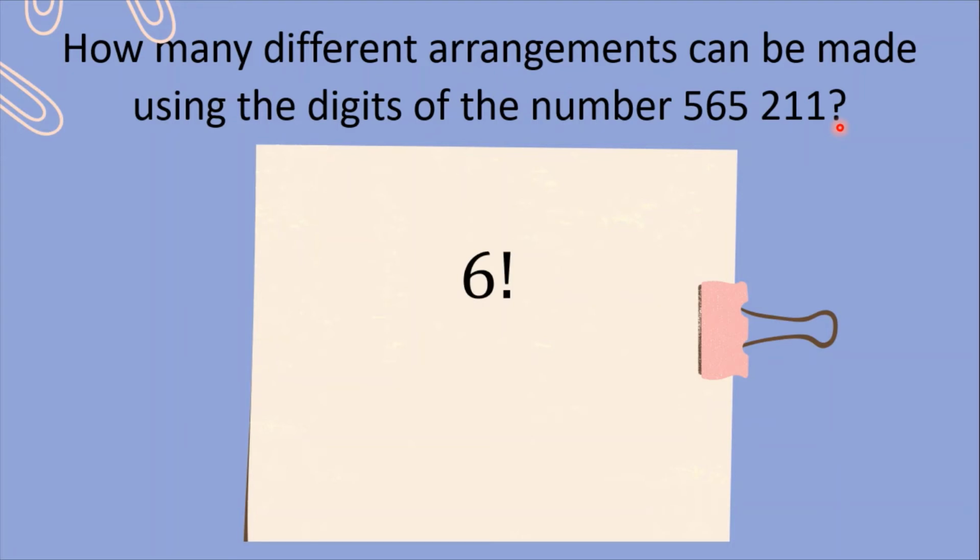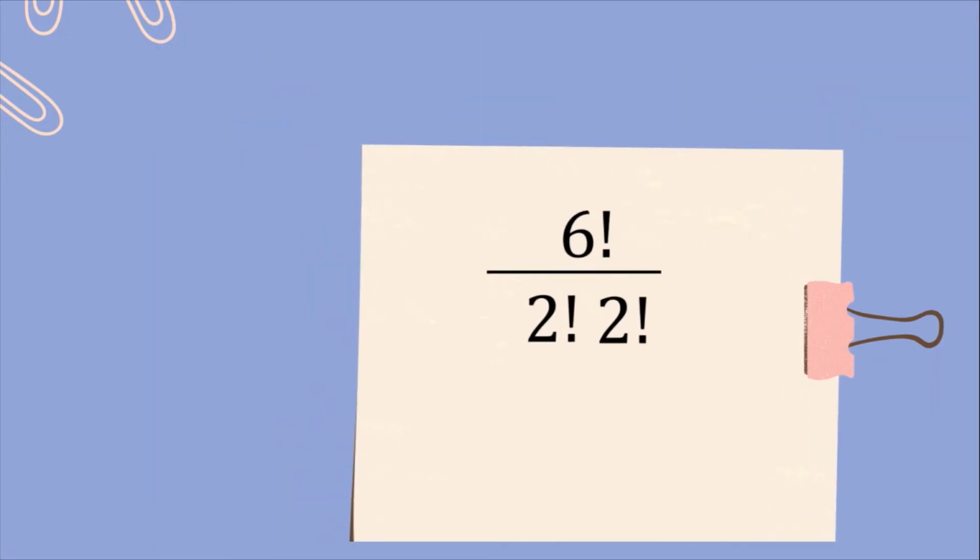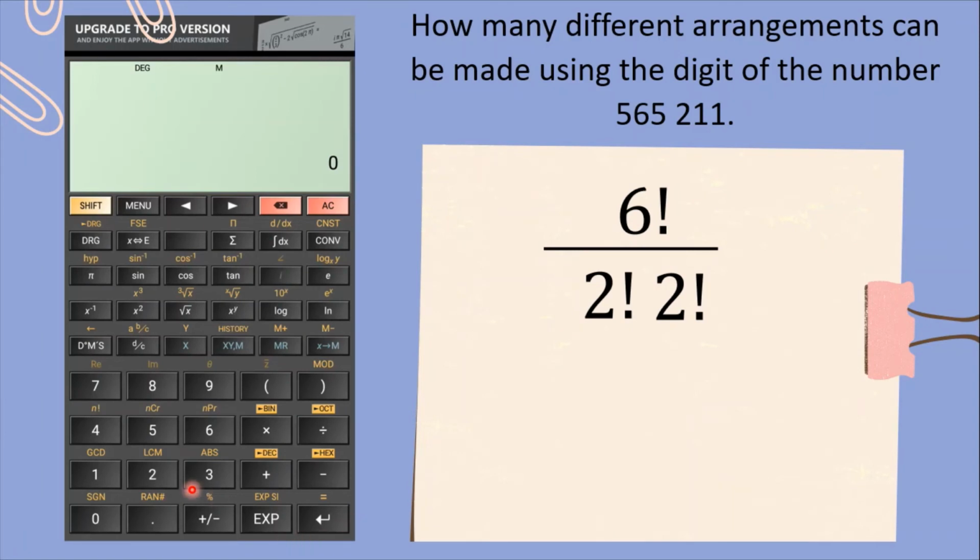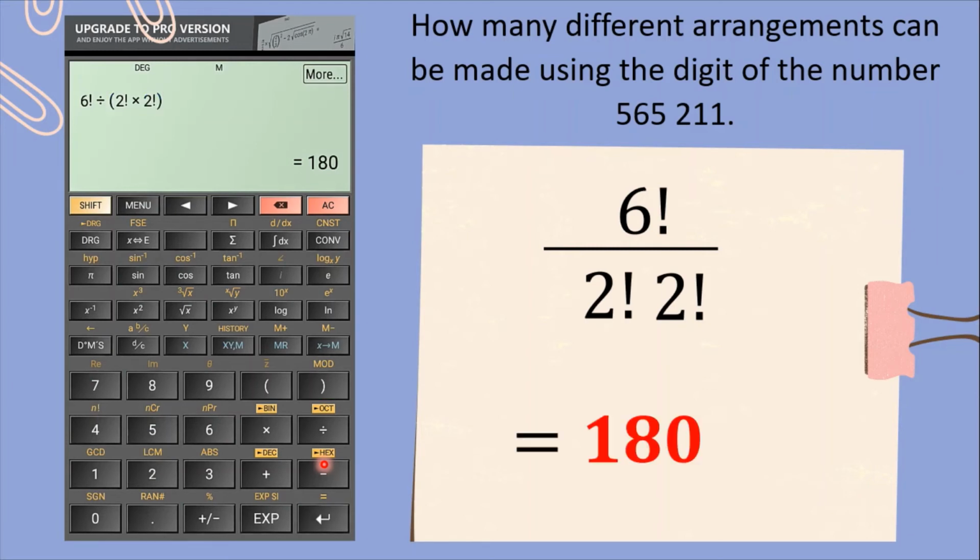Pero tulad nga nasabi ko kanina, there are identical numbers. So, we have to divide it by 2 factorial para sa arrangement itong dalawang 5 and 2 factorial para sa arrangement ng dalawang 1. So we have 6 factorial over 2 factorial, 2 factorial. Now, using our calculator, let us calculate. We have 6 factorial divided by, then open and close parentheses, 2 factorial times 2 factorial. The answer is 180.